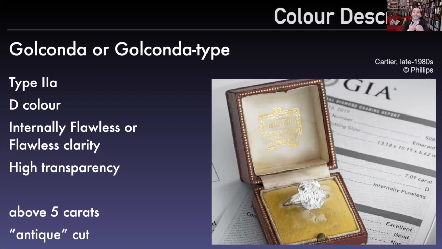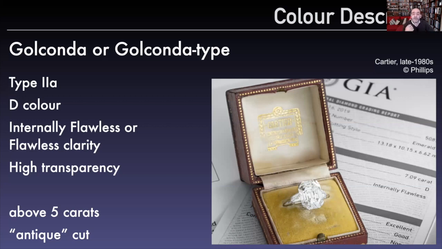That the stone is D-colored, so totally colorless. That the stone is internally flawless or potentially internally flawless, or even flawless, so there is nothing inside that you can see with 10 times magnification. Also, it has a special transparency, a special crystallinity. It has to do with graining. When you look at a D-color IF stone, a Golconda type and a non-Golconda type, they look different. There is something special about them, and it has to do with graining.